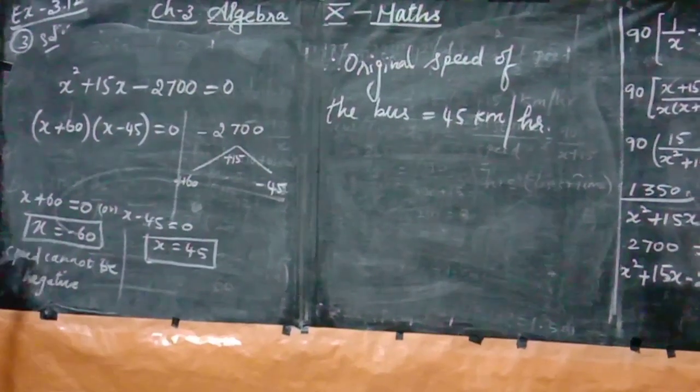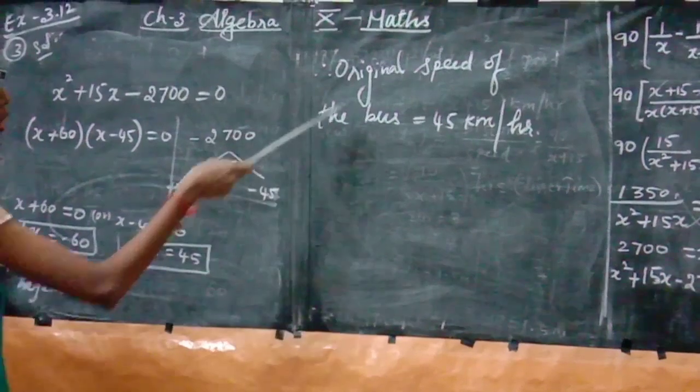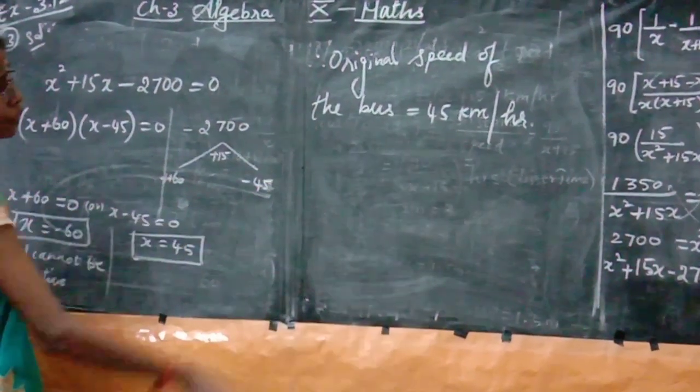Here speed cannot be negative. x is equal to 45. Therefore, the original speed of the bus is equal to 45 km per hour.